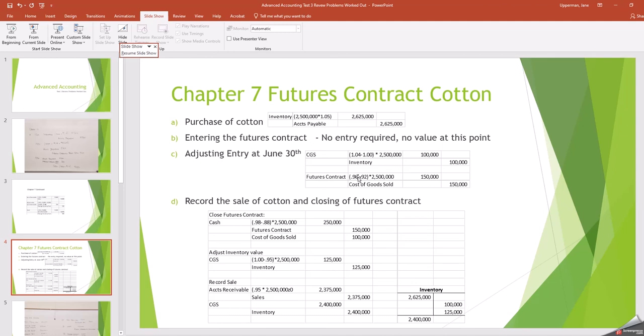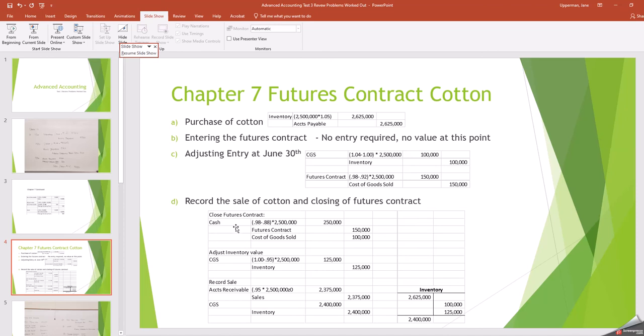The futures contract, we look at the futures price. So the futures price went from 98 cents down to 92 cents. So that's a 6 cent drop. Now the key is we have the contract to sell it, which means they're going to pay us if the price goes down. If the price were to go up, we would pay them. So we're saying we're going to bet it's going to be 98 cents. It goes down to 92. So the person who entered that contract with us owes us those 6 cents. So the 6 cents times the 2.5 million gives us $150,000 in this futures contract receivable, and then we credit cost of goods sold.